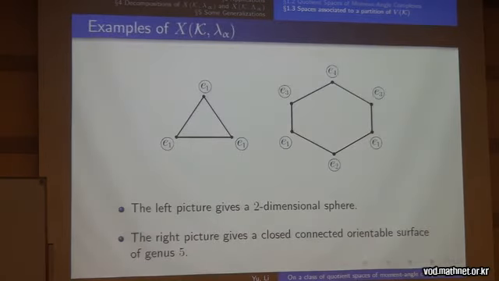So this is an example. This is the boundary of a 2-simplex. We can just color its 3 vertices by the same color, say e_1. So the space we obtain is a 2-dimensional sphere. And for this one, this is the picture I drew here. This is the boundary of a hexagon, and this picture gives us a closed connected orientable surface of genus 5.